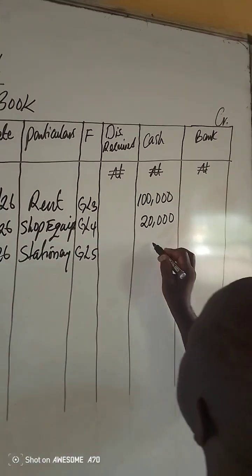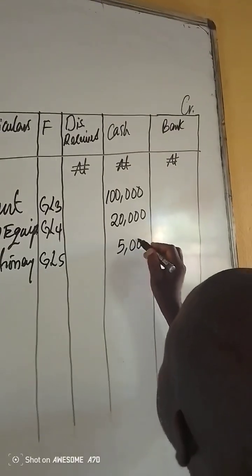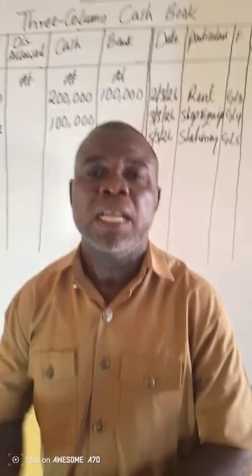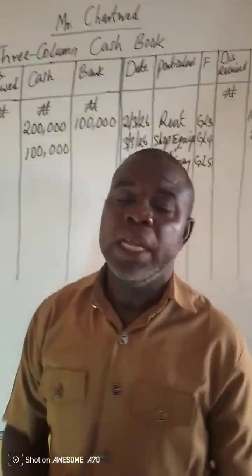And that is how much? That is 5,000 naira. As you can see, these are some of the principles that most learners find difficult to record in the cash book.